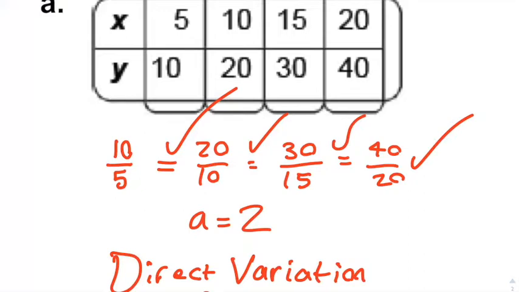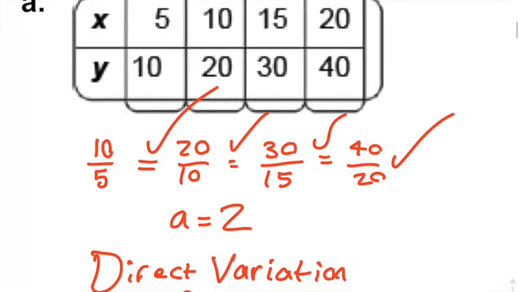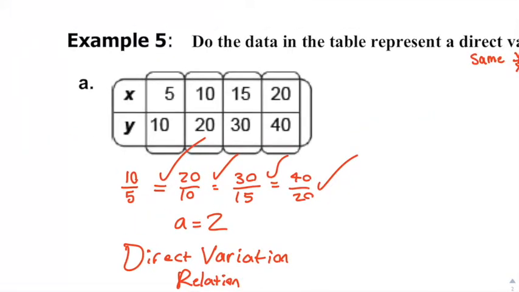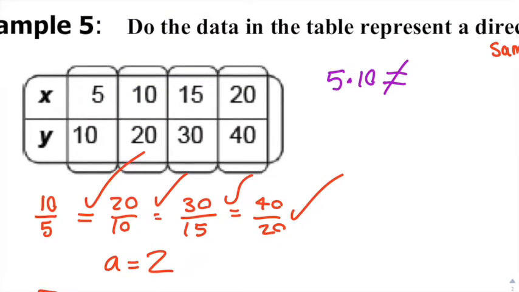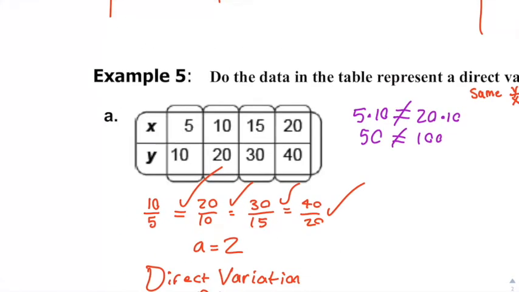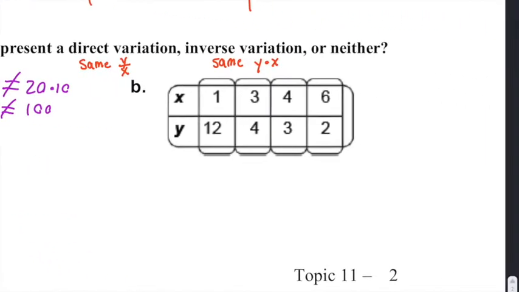Relation here. Okay. If you get that consistent ratio between x and y. So if you check if the products are the same, obviously 5 times 10, that's definitely not the same thing as 20 times 10 right there. That's going to be 50 here and then 100 right there. Obviously not the same. So the products are not the same, but the quotients are. That's direct variation.